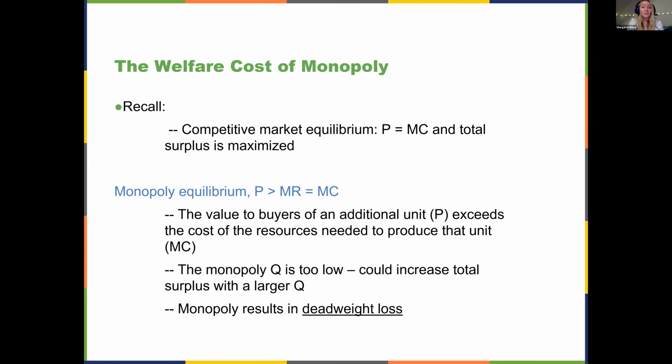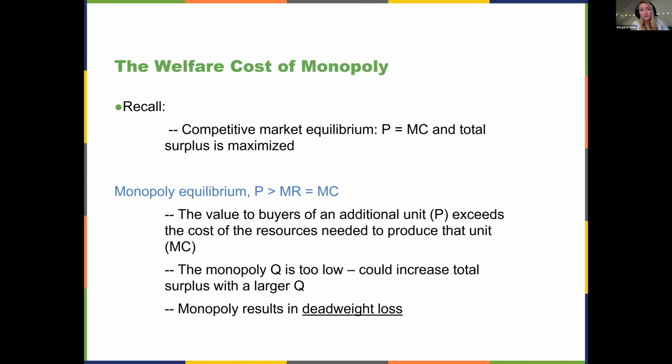Basically, we're going to be talking about how a monopoly usually, well, always does not maximize the total surplus of society. It doesn't make society as well off as it could be when there is a monopoly producing a good or a service.